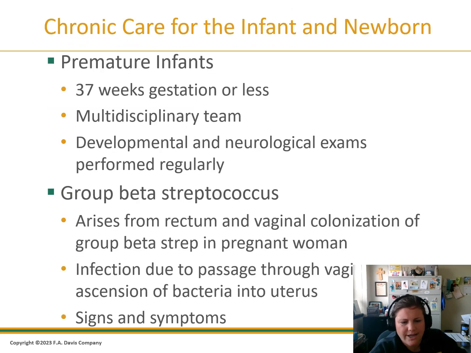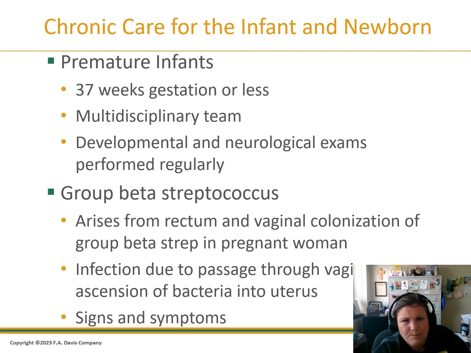Okay, chronic care for the infant and newborn. Premature infants, that's specifically those 37 weekers and younger that we're talking about. They're going to tend to have more caretakers. They may require a multidisciplinary team of a variety of specialists to care for them. We also would expect that they would require frequent developmental and neuro exams to determine how they're progressing and make sure that they are improving and acquiring these milestones and not the other way around.